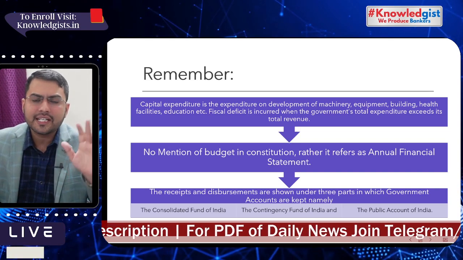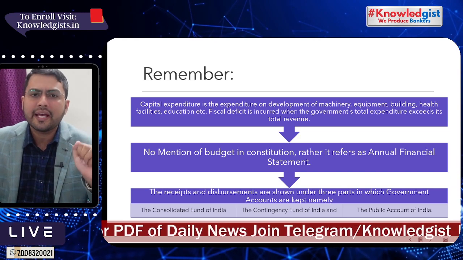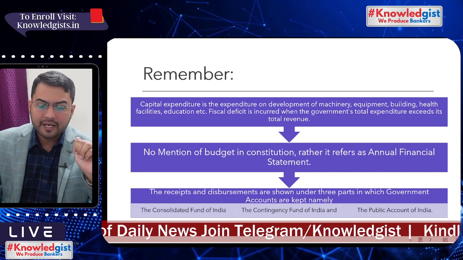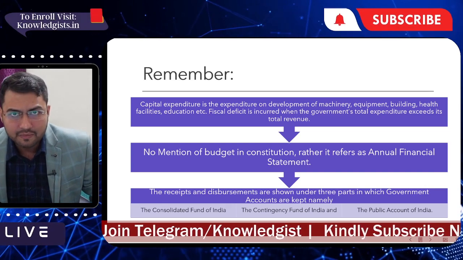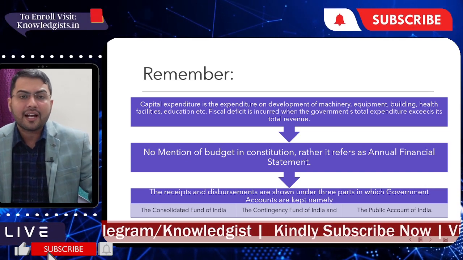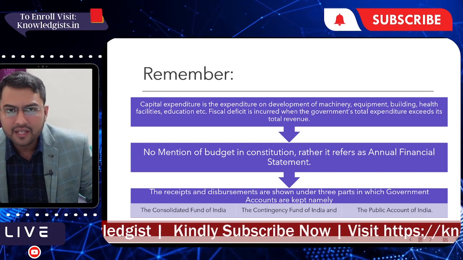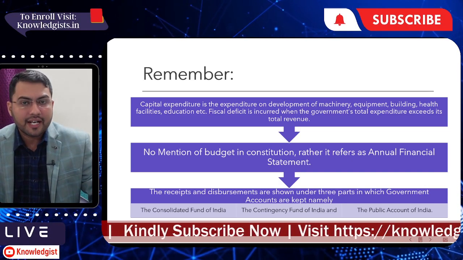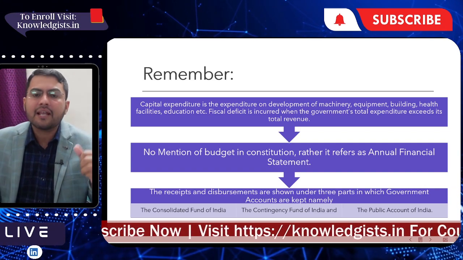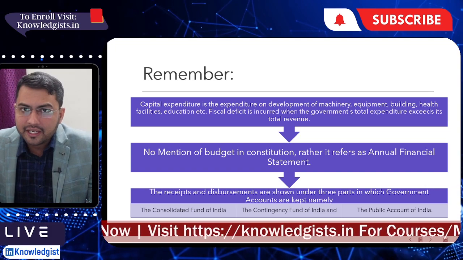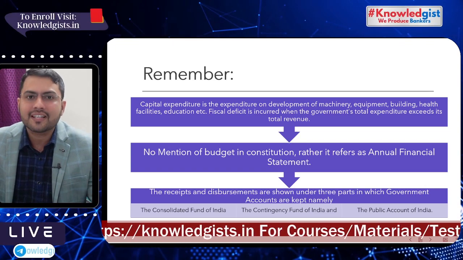No mention of budget in the constitution, whereas it mentions about AFS, annual financial statement. The receipts and the disbursement of the government's earning and expenditure is done into the accounts of Consolidated Fund of India, Contingency Fund of India, the public account of India. When government has to receive the revenues, where do they have to keep it, and from where do they have to spend the money? From these three accounts.